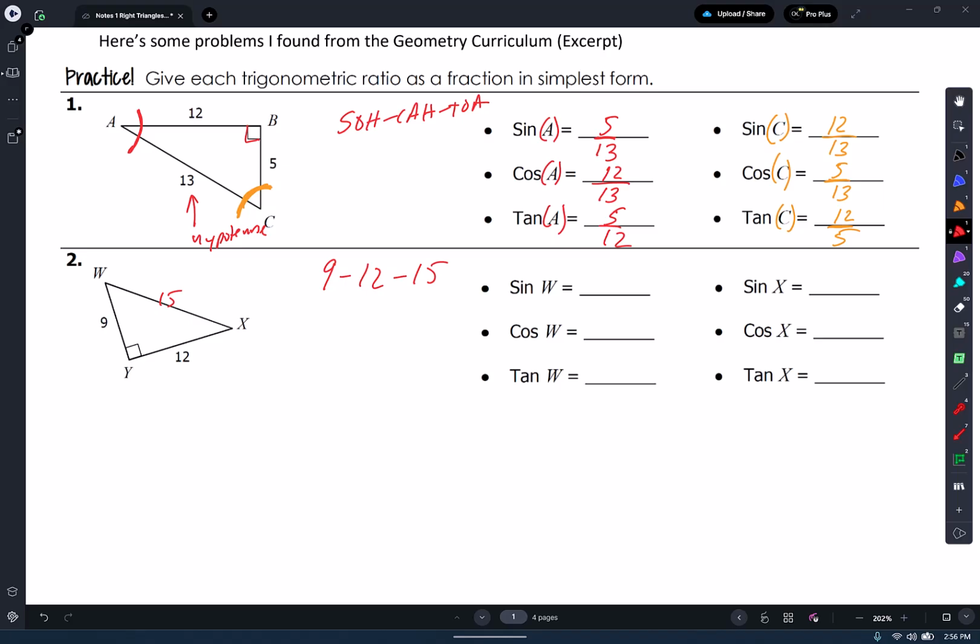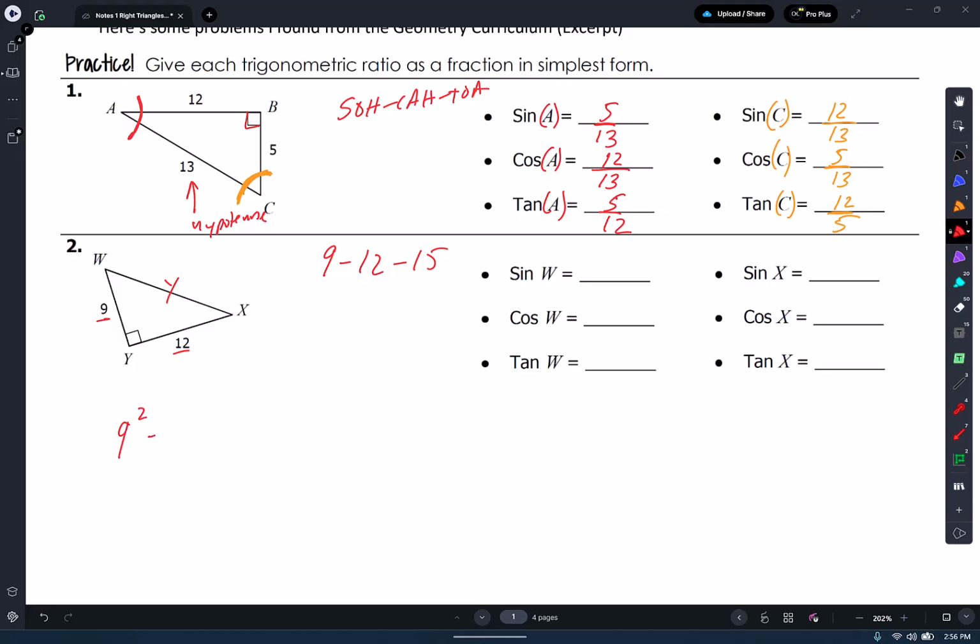If you don't know that, here's what we can do. You can always use Pythagorean theorem. That's my hypotenuse there. So if I didn't know that, I'm going to call that little y. So I'm going to go 9 squared plus 12 squared equals little y squared, because that big y created that little y there.